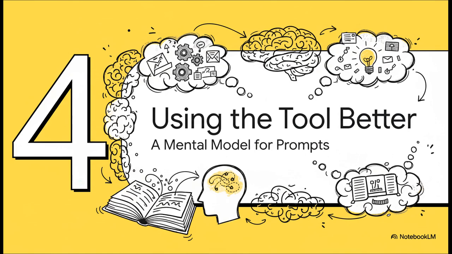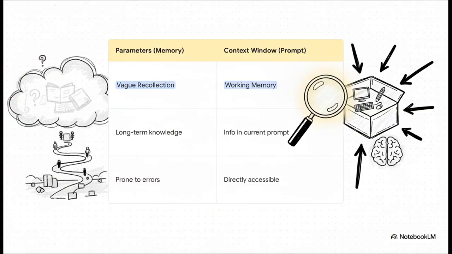Okay, so with all of this new insight, how can we actually get better at using these tools? It really all comes down to having the right mental model for how an LLM actually knows anything. The easiest way to think about this is that the model has two kinds of memory. Its parameters, those billions of knobs, are like a vague, long-term recollection of the internet. It's hazy, prone to errors, kind of like when you try to remember something from 10 years ago. But the context window, the stuff you actually type into your prompt, that is its perfect, crystal clear working memory. It's right there, and it's totally reliable.